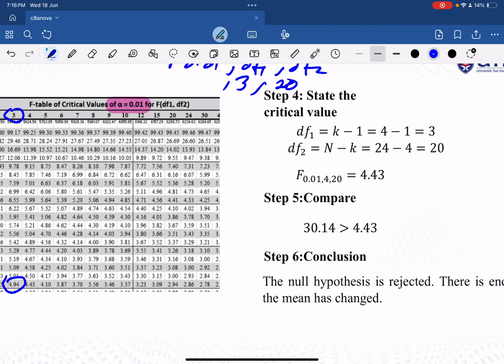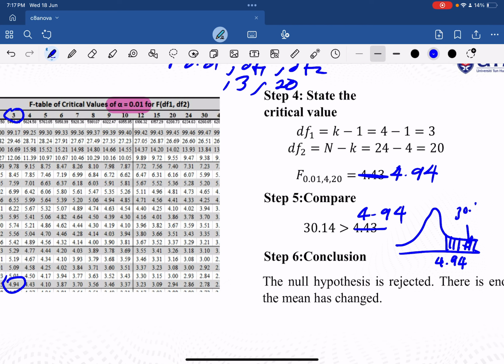Okay, there's a mistake here. So this is 4.94. So again, if you look into the shape of the bell curve here, this is our value 4.94. And then our test statistic is 30.14, which is inside the rejection region. So that means that we will reject H0. The null hypothesis is rejected.